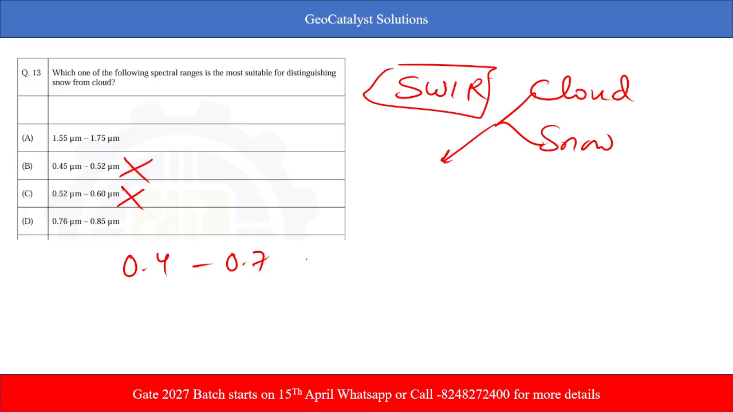In the NIR region also both reflect strongly. So NIR region and red region also, that happens. So anyhow this also will not be the answer. In SWIR it is possible to distinguish between both, because snow absorbs, that means snow has less reflectance there, and cloud has relatively more. So this will be the answer. So 13 answer is A.